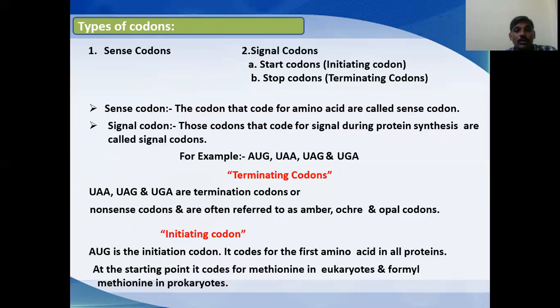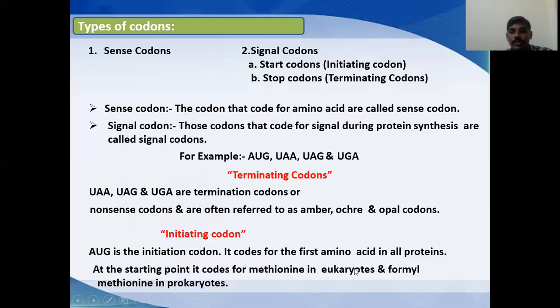Signal codons are another type of codons. Those codons that code for signals during protein synthesis are called signal codons. These are classified into two types: start codons and stop codons. Start codons are also called initiating codons, and stop codons are also called terminating codons. First, the start codon, or initiating codon: AUG is the initiation codon.